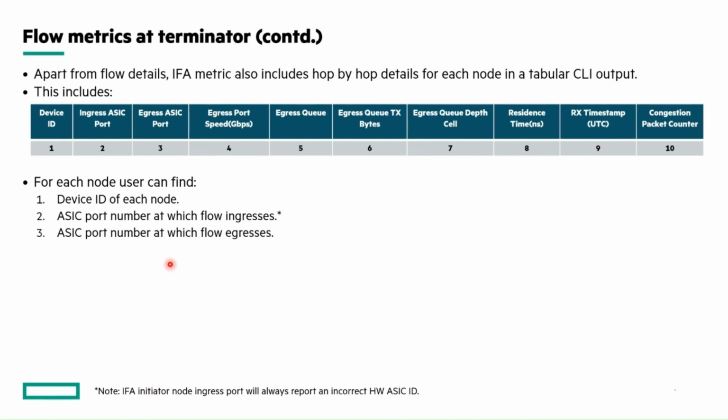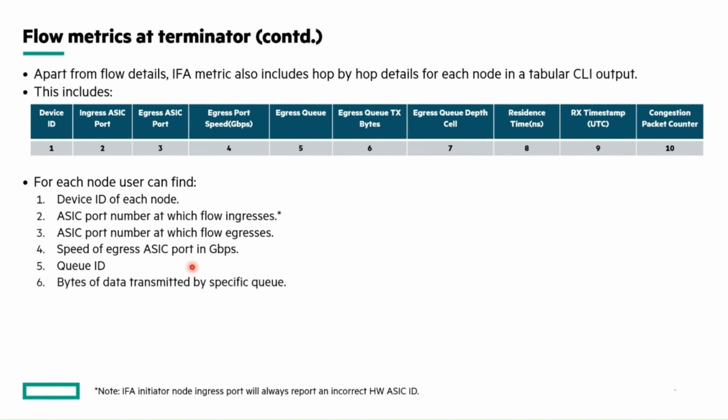Further, we have the ASIC port number at which the flow egresses, so the port number at which the flow leaves the ASIC. And then we have the speed of the egress ASIC port in Gbps. Next, we have QID, bytes of data transmitted by the specific queue, and the packets in the queue waiting to be processed. This is where the depth of the queue is measured. So egress queue depth cell defines the packets in the queue that are still needing to be processed. And as I was mentioning, this is mentioned in cells, which means one cell is equal to 254 bytes.